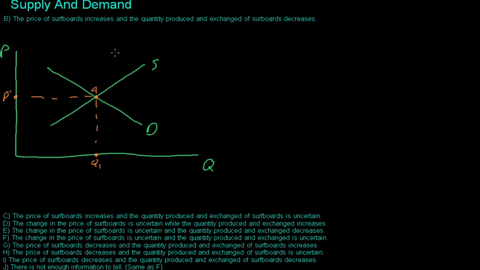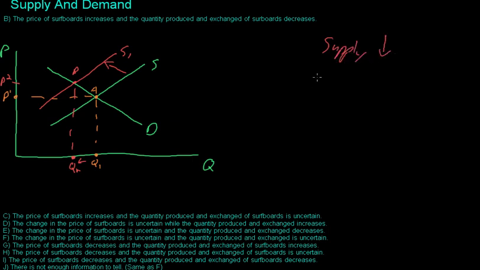So if we go from this green S, I meant to make that red, to this red S, then we'll call it S1. So if supply decreases, you can see that if we were at point A, we'll now be at point B, and that will be a decrease in quantity, Q2, and then an increase in price, P2. So this situation is when supply decreases.